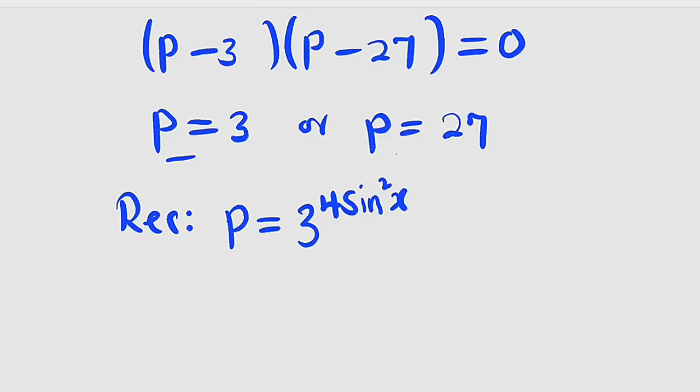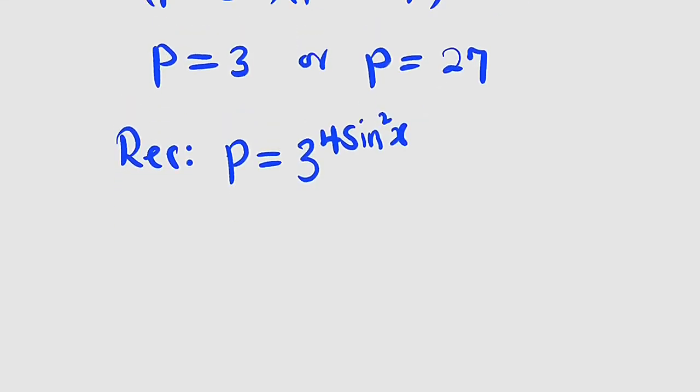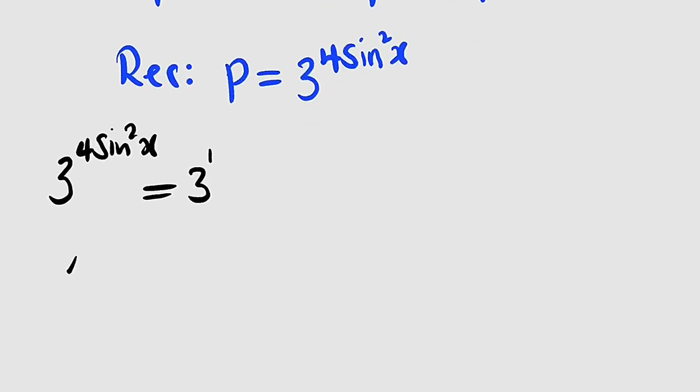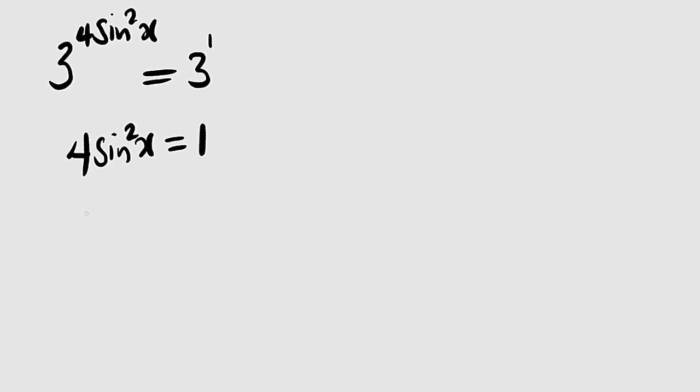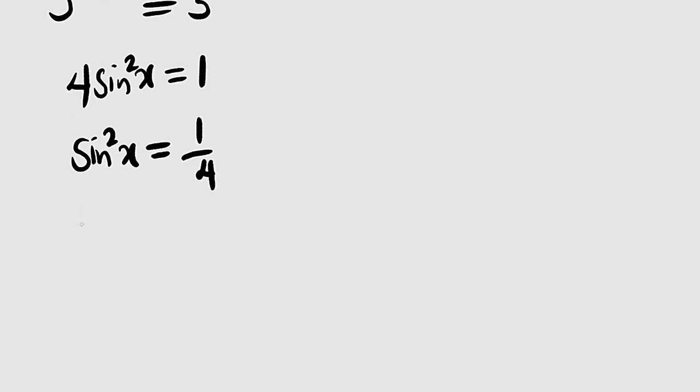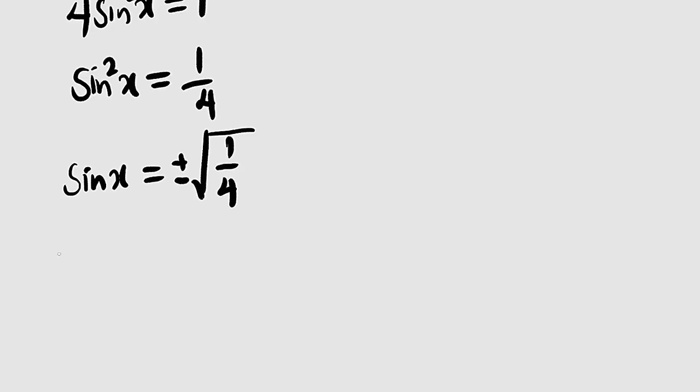So we are going to substitute it back into these two equations. Let me start with the first one. We have 3 to the power of 4 sine squared x equal to 3, right? And 3 can be raised to the power of 1. Since the bases are the same, we can equate the exponents. We have 4 sine squared x equal to 1. Divide both sides by 4. Sine squared x is equal to 1 divided by 4. Take the square root of both sides. By taking the square root of the left hand side, you will be left with sin x, and this is equal to plus or minus the square root of 1 divided by 4. Sin x is equal to plus or minus, square root of 1 is 1, square root of 4 is 2.